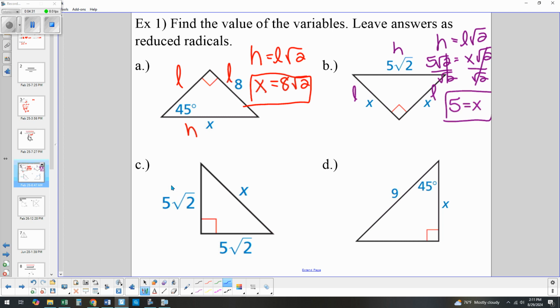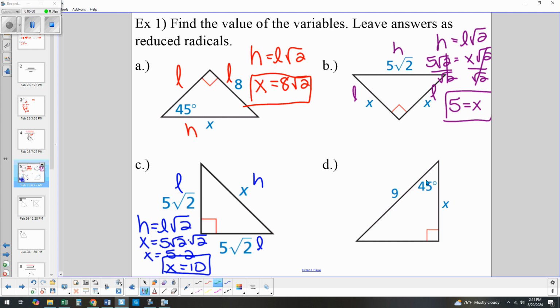For the third one, it's isosceles because those sides are both 5 root 2, so it's a 45, 45, 90. So we're going to set up h equals L root 2. X is going to go in for h. 5 root 2 is going to go in for L, and we have another root 2. So the root 2 times the root 2 is really a regular 2. So 5 times 2 is 10.